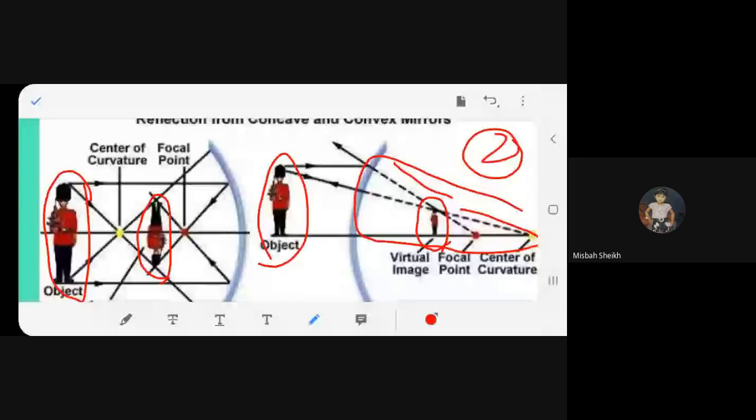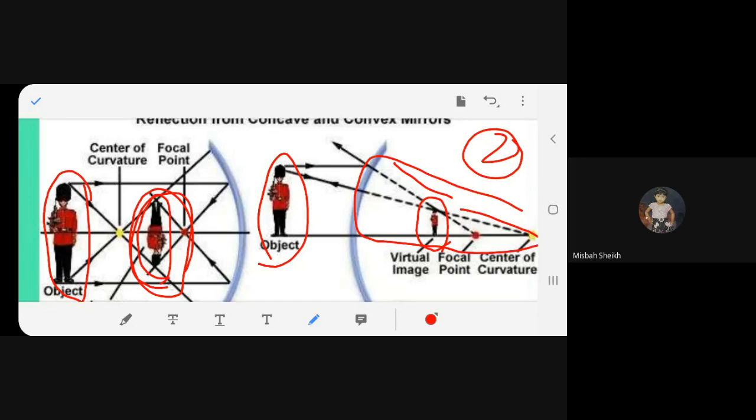Now, if you compare object and image, what will I say? It is small in size, that is diminished. It is erect, the same way. It is not like this. See, it is not inverted, but it is the same, like erect. And on the other side of the mirror. And what is the other thing? It is a virtual image because it is made by the dotted lines. Any problem?